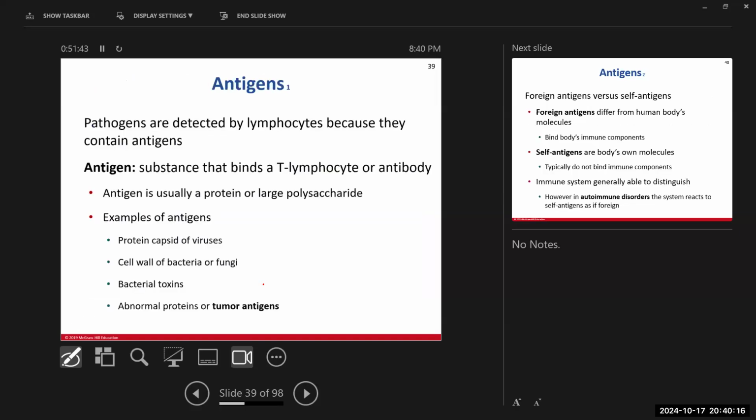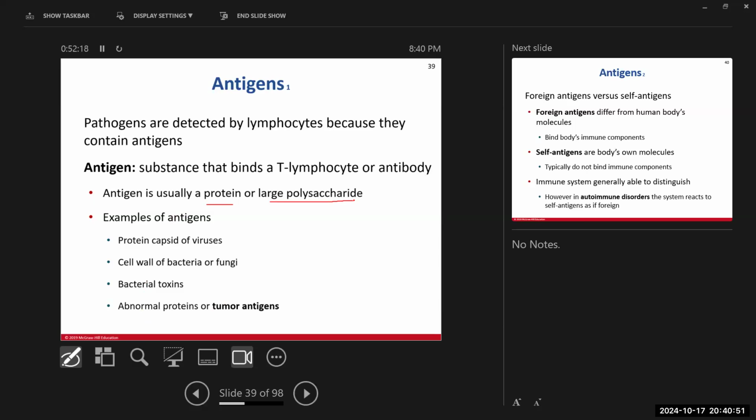So let's first describe antigens. What is the actual definition of an antigen? An antigen is a substance that binds a T lymphocyte or an antibody. That's what an antigen is. But what does that mean? Like I said, it is going to be a protein or a sugar or a large polysaccharide. If you look at the examples up there, these all make sense. One of the things they have in common is they're all foreign to your body.